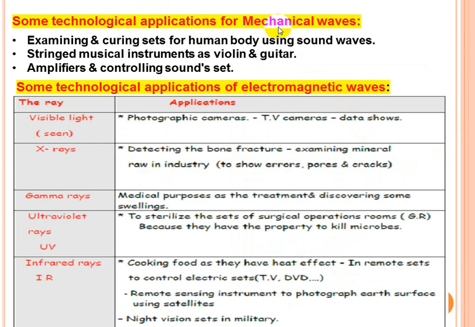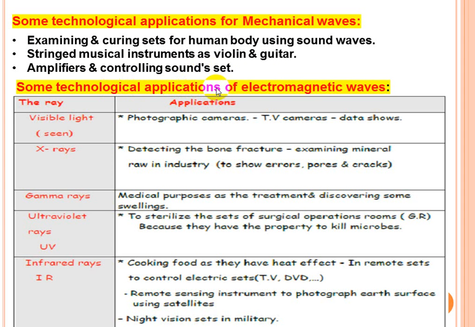Technological applications for mechanical and electromagnetic waves. Firstly, the technological applications for mechanical waves, or sound waves. We use sound waves in examining and detecting sets for the human body, like sonar devices. Also stringed musical instruments such as the violin and guitar. Also, we use sound waves in amplifiers and sound control sets.